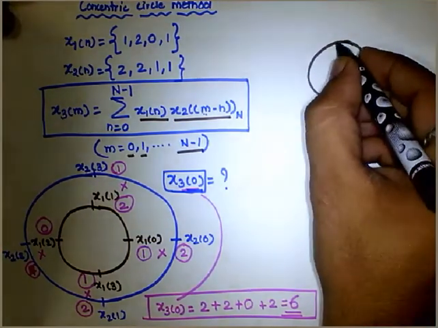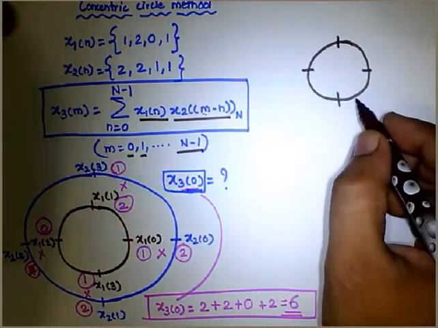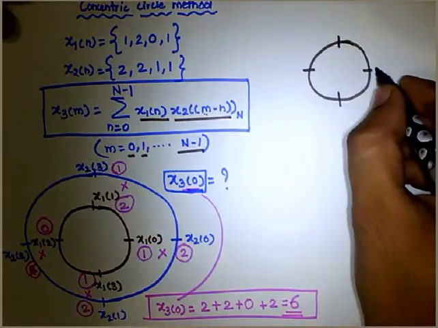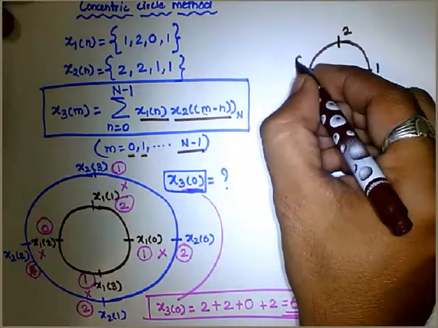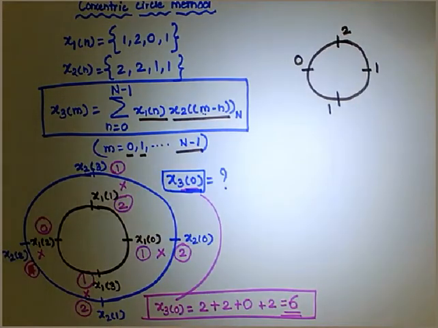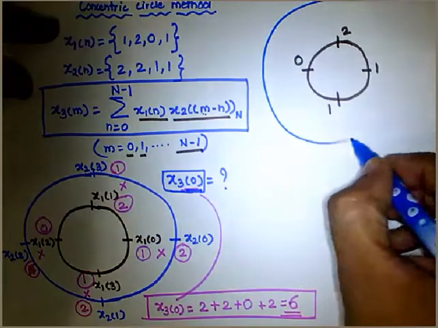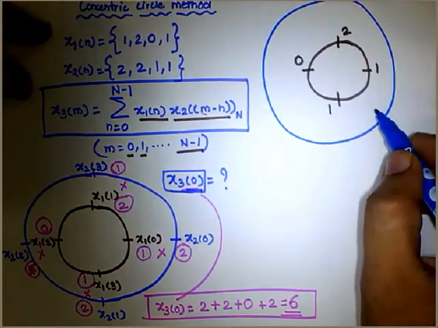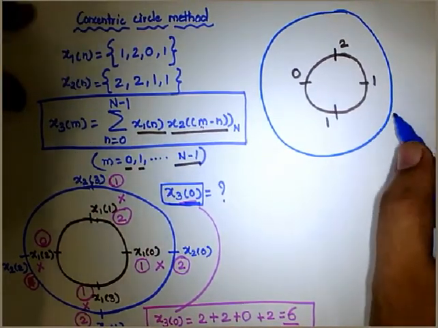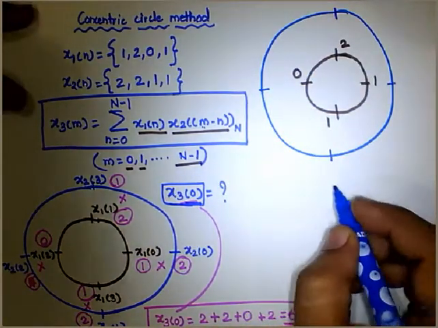So this is nothing but x1 of 0, then this is 1, this is 2, and this one is 3. So for x1 the values are 1, 2, 0 and 1. Directly I am writing the values this time. Now the folded sequence we need to write here, that is for x2, but this time let me just correlate the points. These are some of the points which we have just formed over here. This is first, this one is second, this is third, and this one is fourth point.